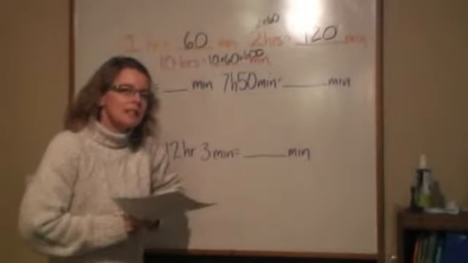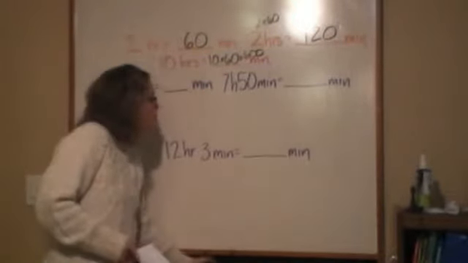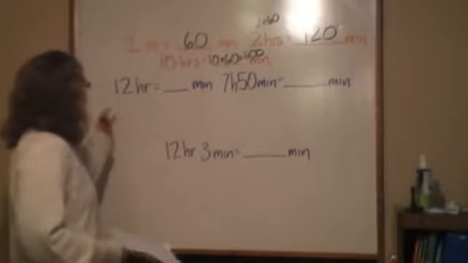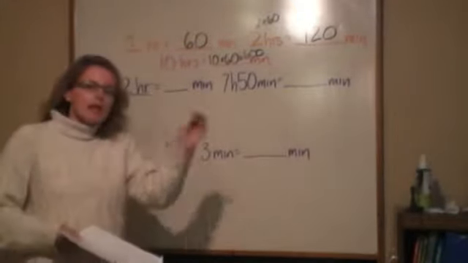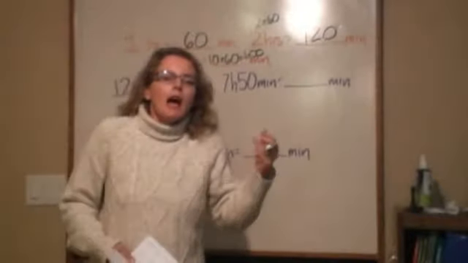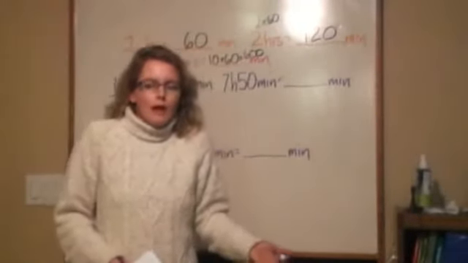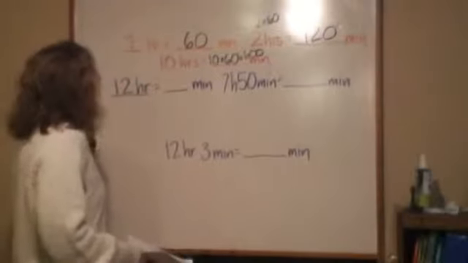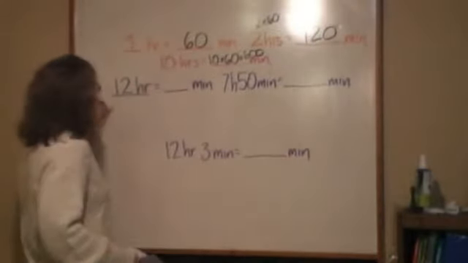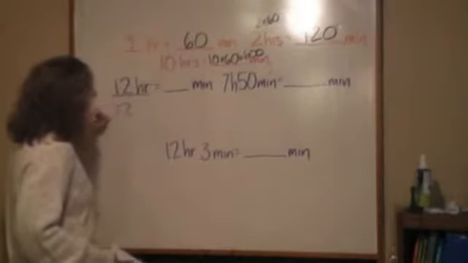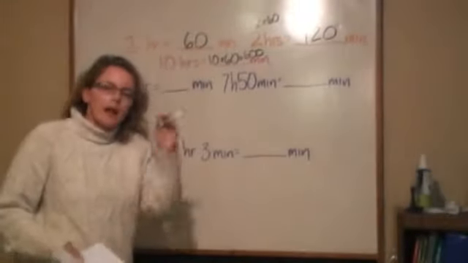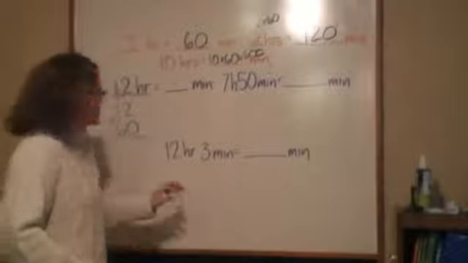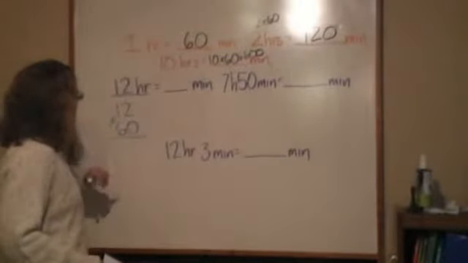So now let's get a little bit more tricky. Don't be scared. What about 12 hours? If I have 12 hours, each hour has 60 minutes. How many minutes total is all that? It's a lot. But we know now we do 12 times 60 to find out how many minutes are in 12 hours because we have 60 minutes and 12 hours.